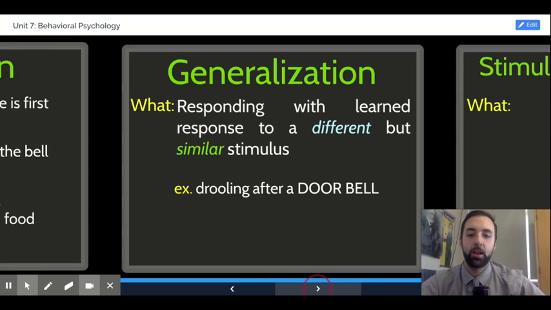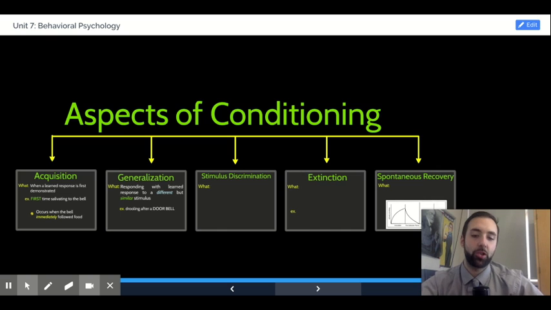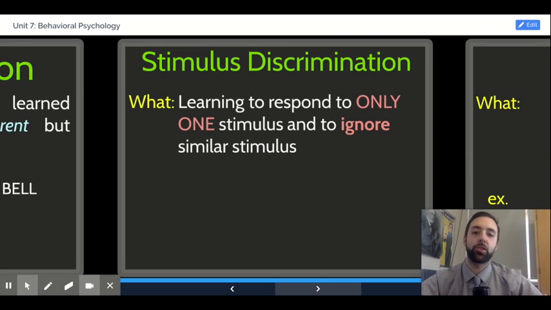to what's called stimulus discrimination, where the organism learns to differentiate between exactly what is necessary for the, in this case, reward to be received or the reinforcement to be received. Stimulus discrimination is when you learn to respond only to one stimulus, only to one situation, and to ignore things that are similar.